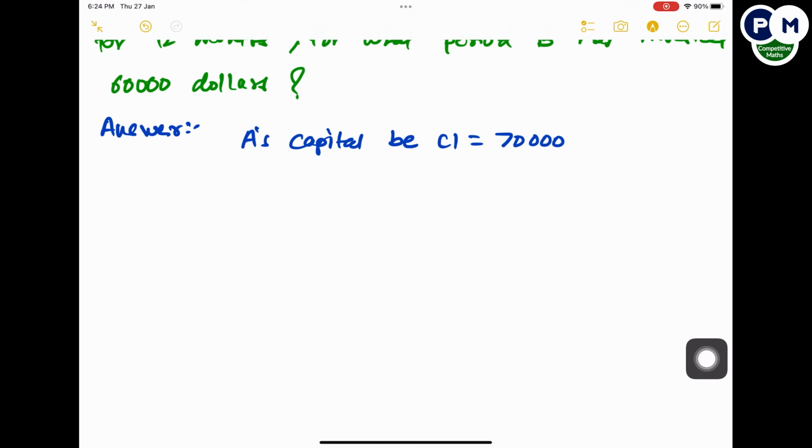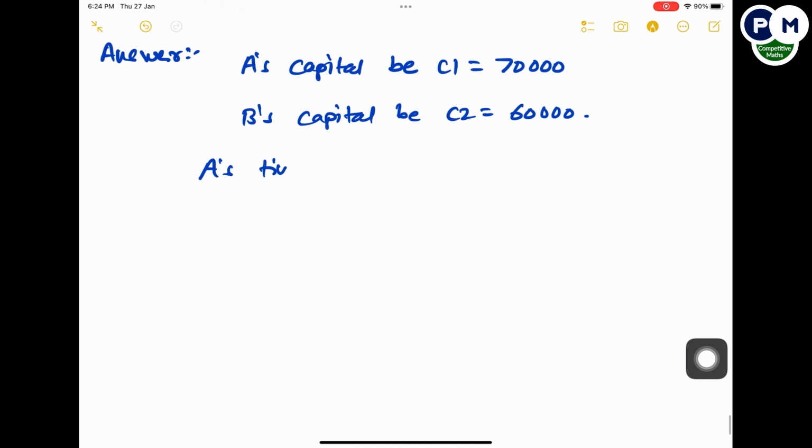A's and B's shares in a business are in the ratio of 5:3. If A has invested $70,000 for 12 months, for what period has B invested $60,000?